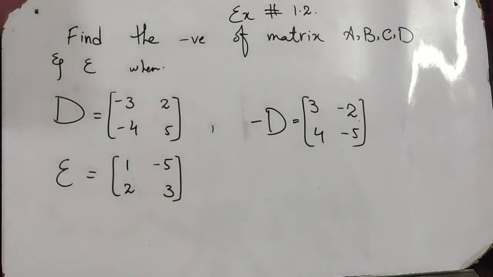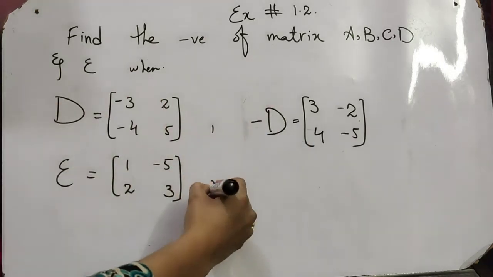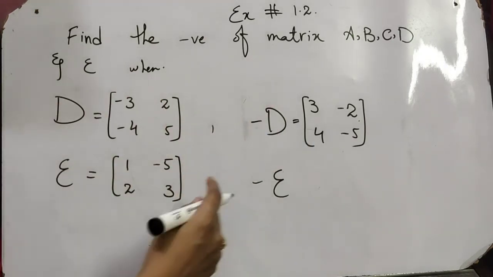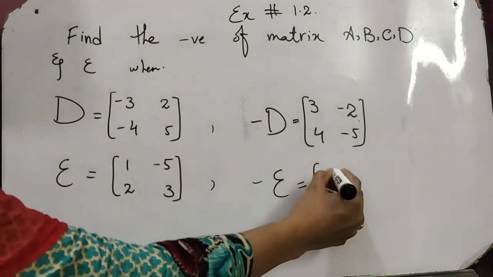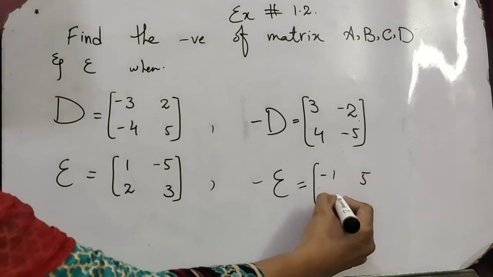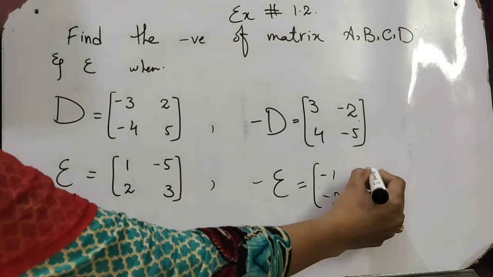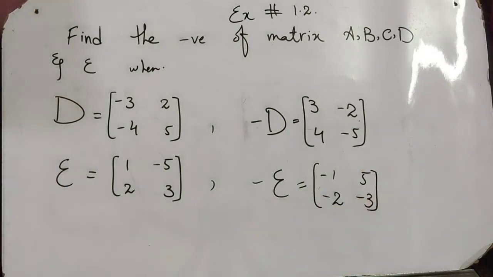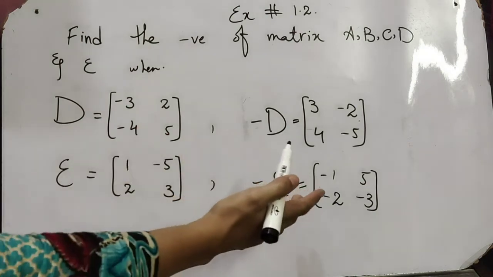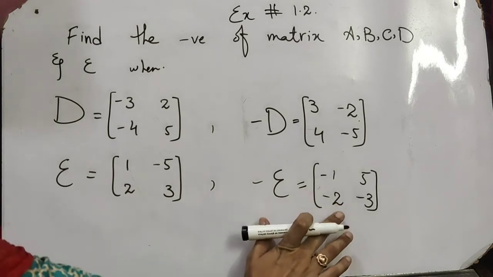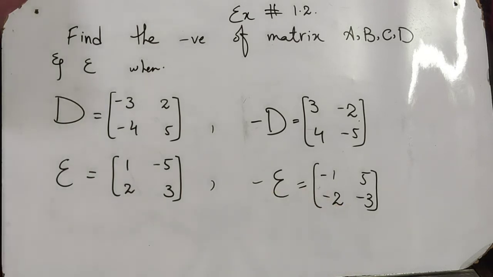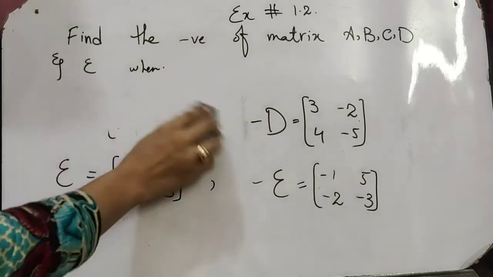It means all the signs of all entries are changed, so it becomes minus D. The negative of E is minus E, which is equal to minus 1, minus 2, 5 and minus 3. All entries have the same values but different signs in the negative matrices. Okay, so question number 4 is complete.